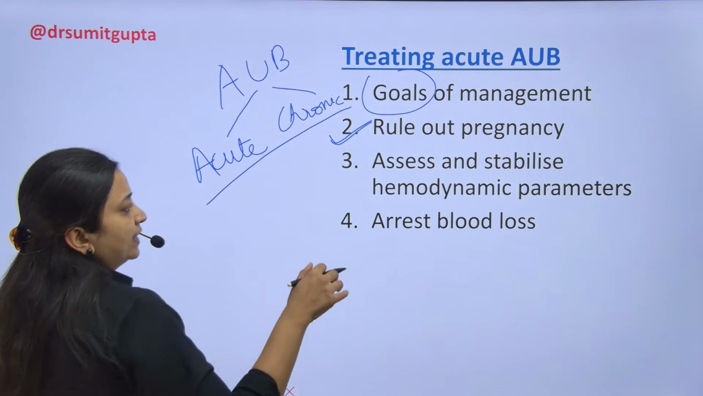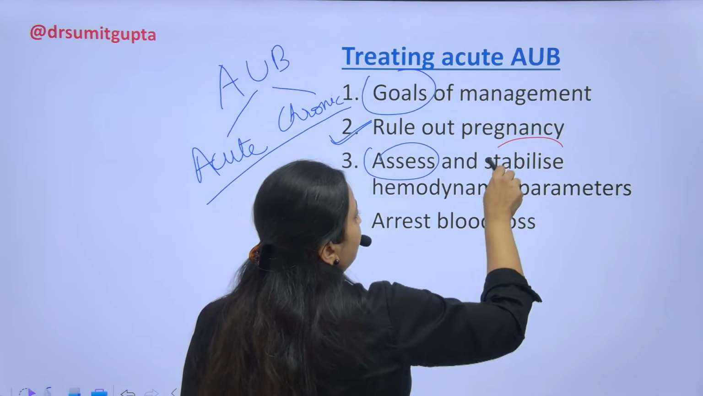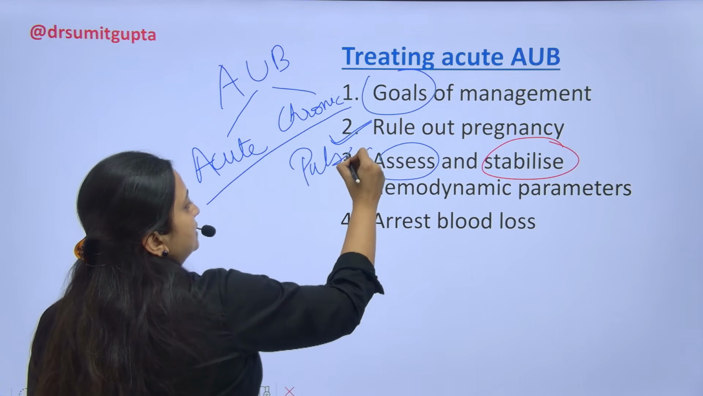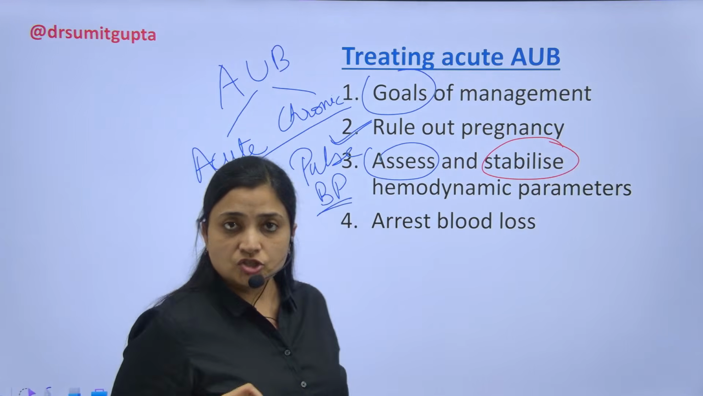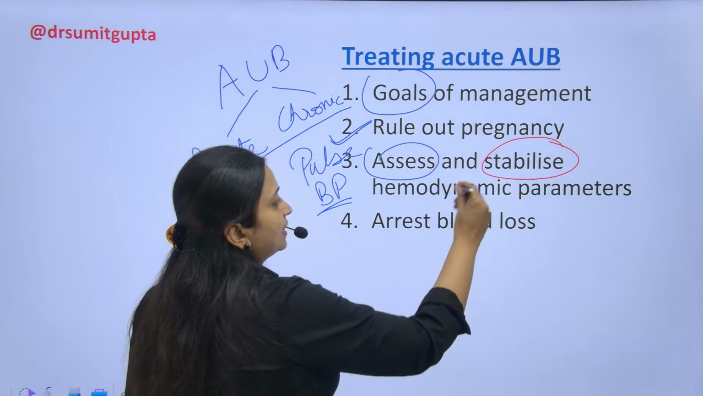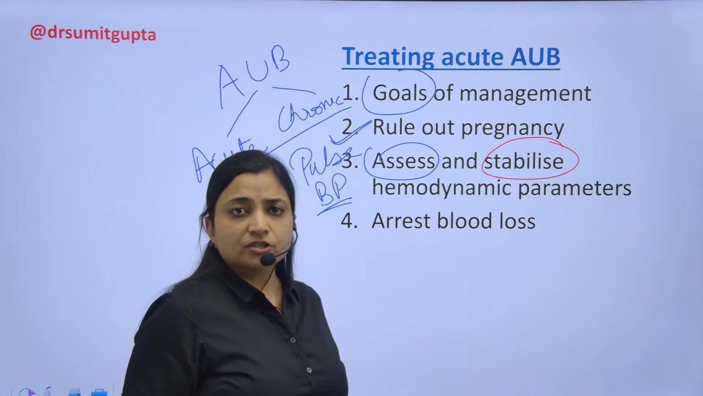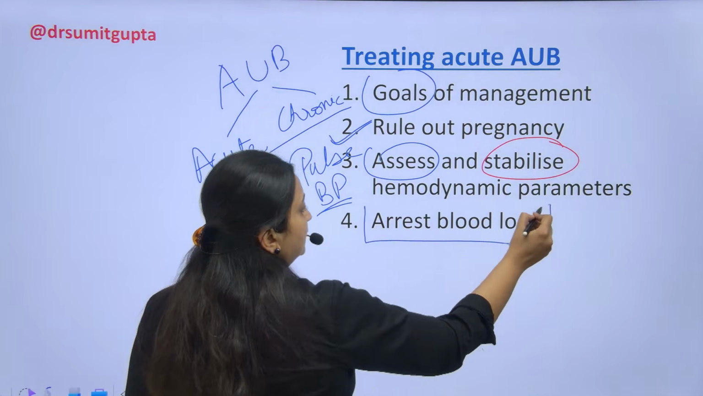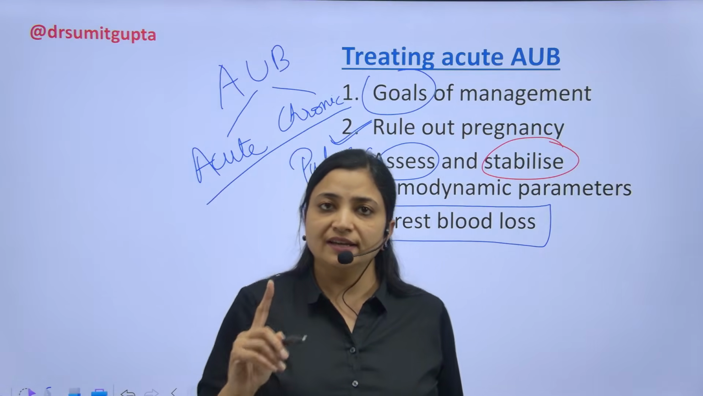If she is not pregnant, then first of all assess and then stabilize. First assess the parameters: pulse, blood pressure, how is the patient, is she in shock? Retrieve the patient from the shock, stabilize the hemodynamic parameters, give appropriate management like fluids or whatever needed. And last but not the least, in fact most important, arrest the blood loss there and then.